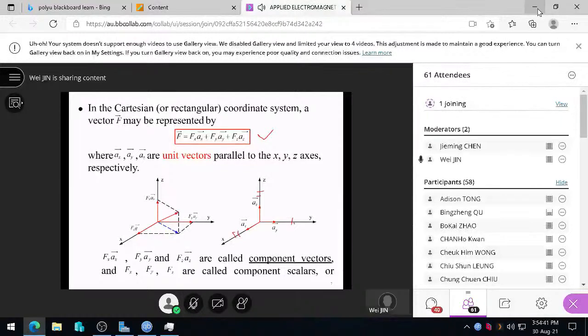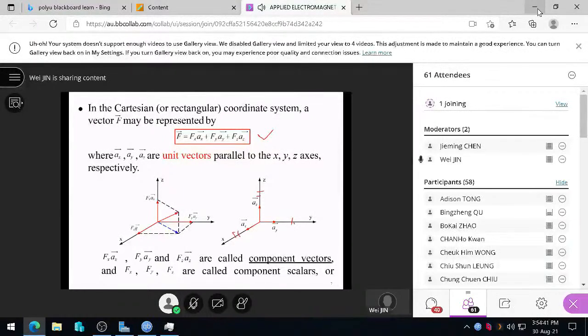Now, for dot product, we can also represent it mathematically. In order to do that, we also start from the unit vectors. These are the three basic unit vectors: ax, ay, az. What are the dot products between these vectors?